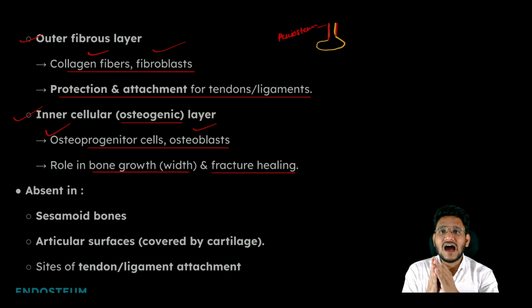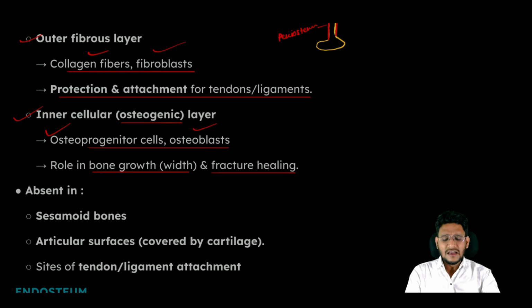So if a question asks which layer of the periosteum is responsible for fracture healing, the answer is the inner cellular layer. Which layer of the periosteum is responsible for bone growth? The answer is the inner cellular or osteogenic layer. Which layer acts as the attachment site for tendons or ligaments? The answer is the outer fibrous layer of the periosteum.